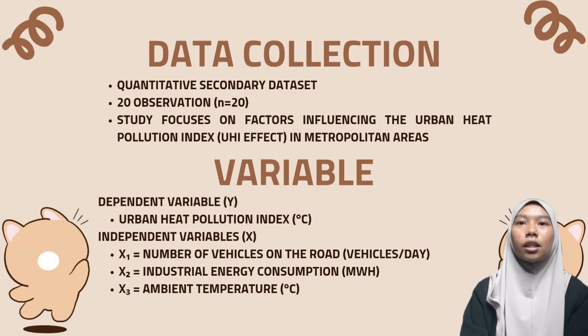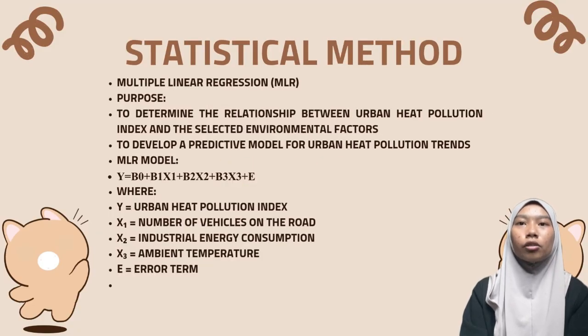Variables: dependent variable, urban heat pollution index; independent variables, number of vehicles on the road, industrial energy consumption, and ambient temperature. Statistical method, multiple linear regression, to determine the relationship between the urban heat pollution index and the selected environmental factors, and to develop a predictive model for urban heat pollution trends. MLR model: Y equals B0 plus B1X1 plus B2X2 plus B3X3 plus E.